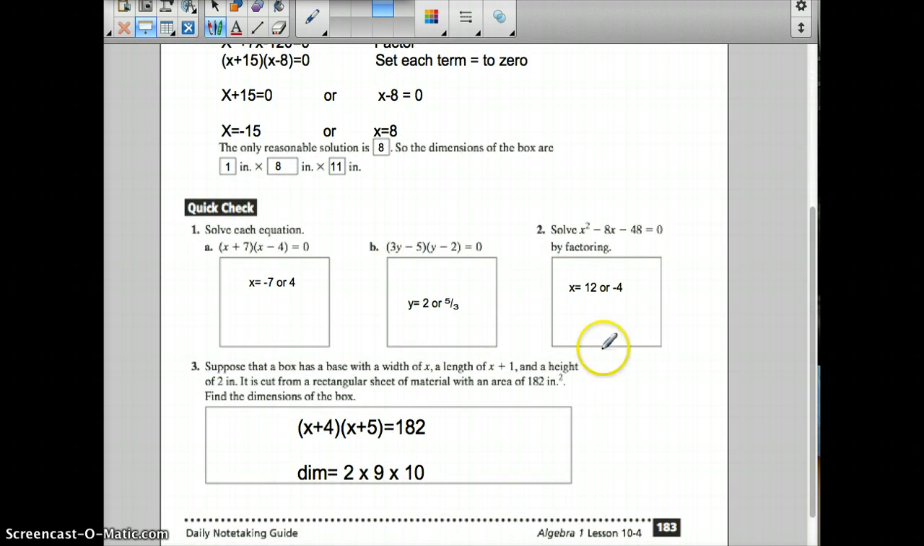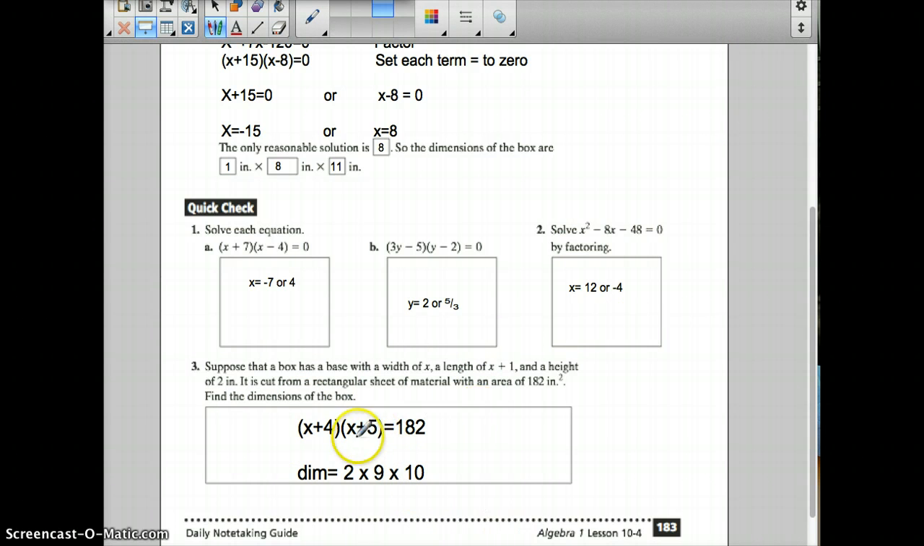And here we've got negative 7 and 4, y equals 2 or 5/3, and then x equals 12 or negative 4. So you can see here how graphing might be okay for something like this, but to get an exact answer here that is not a repeating decimal and that's something you're going to round, you're going to need to factor in order to get that exact answer, and I will expect exact answers here. X is 12 or negative 4, and then here is a problem just like the previous one we did.